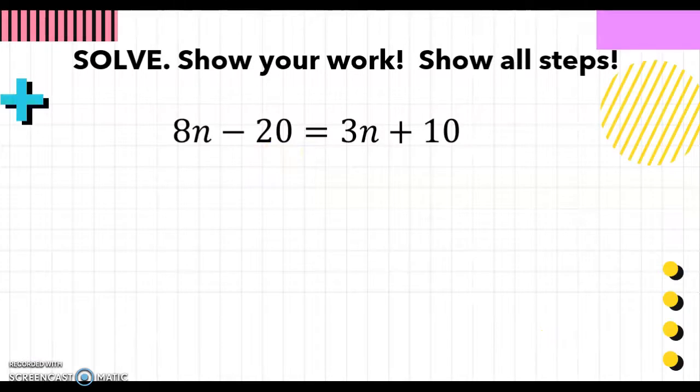Okay, our next type of problem, we have a variable on either side of the equal sign. Copy it down, hit pause, solve it, and then I'll give you an explanation.